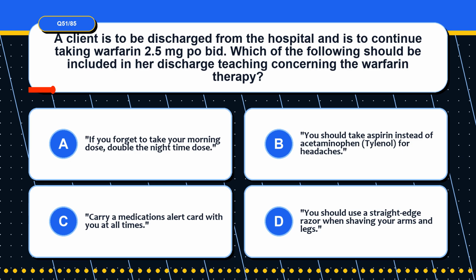Question 51. A client is to be discharged from the hospital and is to continue taking warfarin 2.5 mg PO BID. Which of the following should be included in her discharge teaching concerning the warfarin therapy? Here are the options. Option A. If you forget to take your morning dose, double the nighttime dose. Option B. You should take aspirin instead of acetaminophen (Tylenol) for headaches. Option C. Carry a medication alert card with you at all times. Option D. You should use a straight edge razor when shaving your arms and legs.